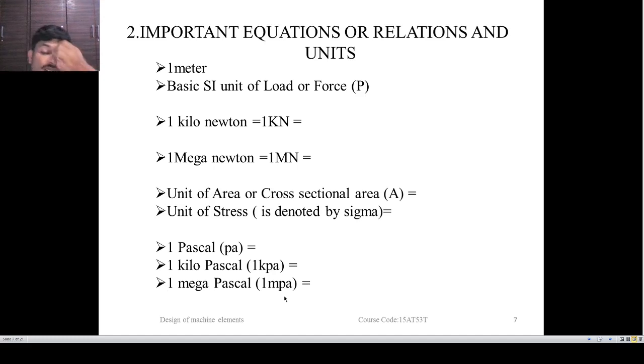Here, the second important thing is the equations and relations to be used for this design. First we should know some of the units and basic conversions. We need to understand them before going into the design problem. The first one is the meter, the meter to mm conversion. 1 meter is nothing but 1000 mm, or 10 raised to 3 mm we can say, or 100 centimeter. But in the SI system, more frequently we use 1 meter is equal to 1000 mm.